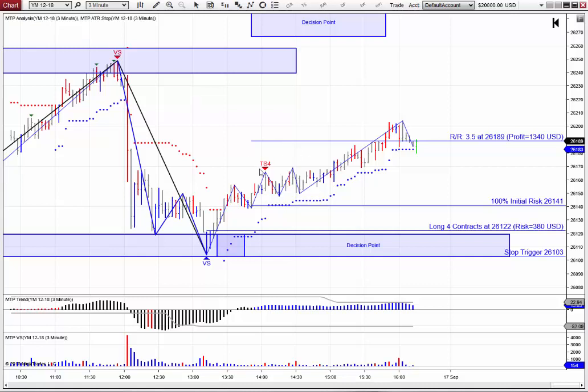Would you have wanted to take this TS4 sell? No, for 2 reasons. First, our MTP trend was blue. Secondly, you were coming off this support zone, so the large degree trend was up.